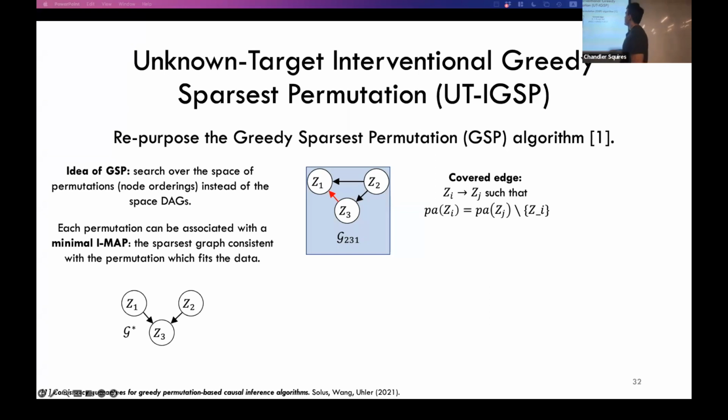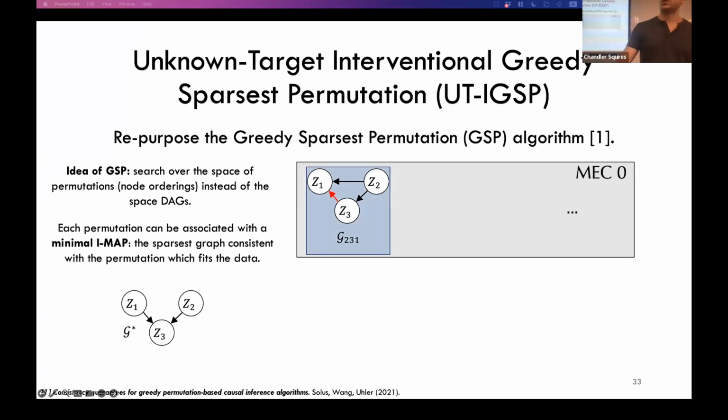Then what we're going to do is look at what are called covered edges in that graph. These are edges where both of the variables essentially have the same parents, other than of course that one variable is a parent of the other. So we subtract off that set. That's our definition of a covered edge. The nice thing about covered edges is that they allow us to explore within a Markov equivalence class. This is a nice characterization of Markov equivalence: any two graphs which are Markov equivalent have a path of covered edges between them. It's an if and only if statement.